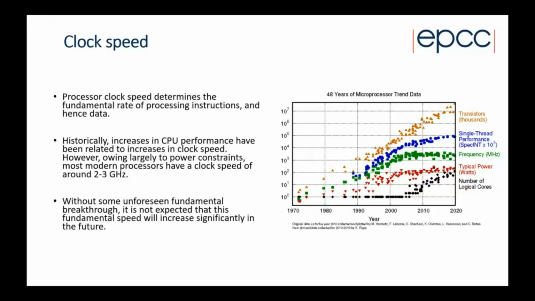So to summarize, clock speed determines the fundamental rate of processing instructions and hence the processing of data. Historically, increases in CPU performance have been related to increasing clock speed. However, owing to power constraints, modern processors have a clock speed of around 2 to 3 gigahertz. So without some unseen fundamental breakthrough, it's not expected that the frequency will increase significantly in the future. If anything, you see on this plot on the right, the frequencies drop down a little bit as people have optimized.